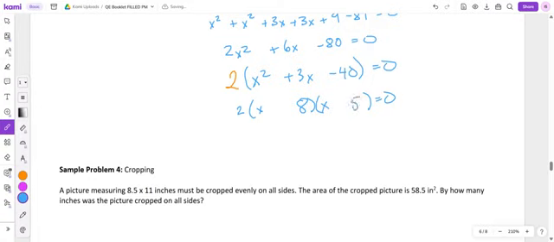8 and 5. Which one is negative? Well, the middle term is positive, so I need the bigger one to be positive. Great. That tells us, ooh, look at this. I have an X. I have an X. Hooray, I'm done. Woo, hoo, hoo.